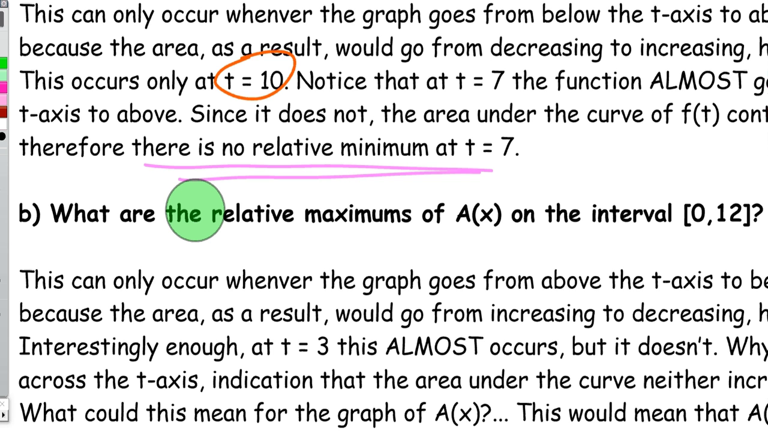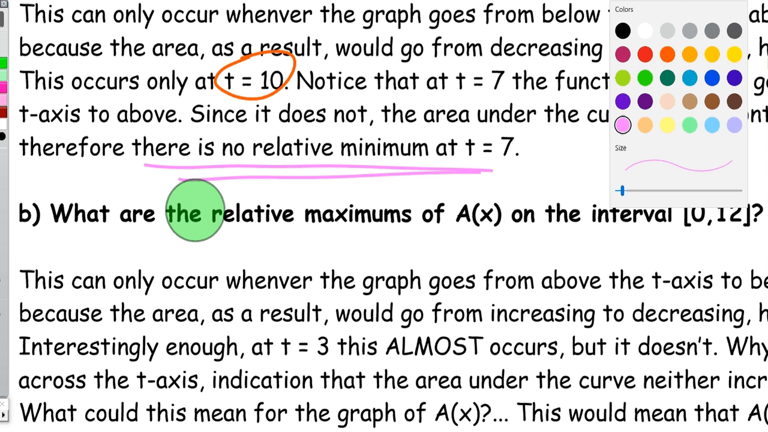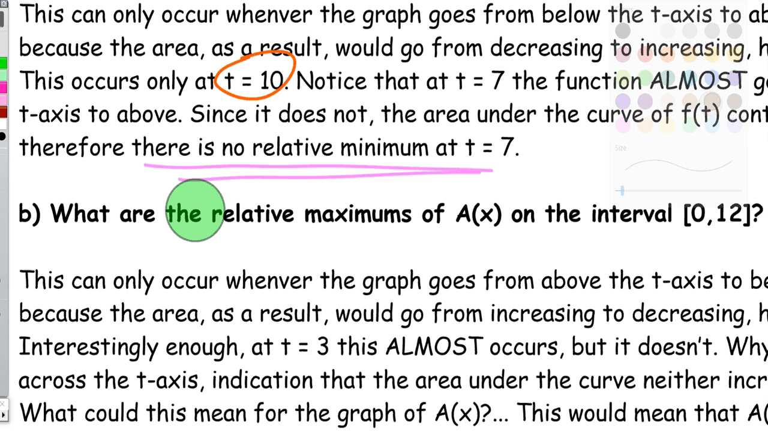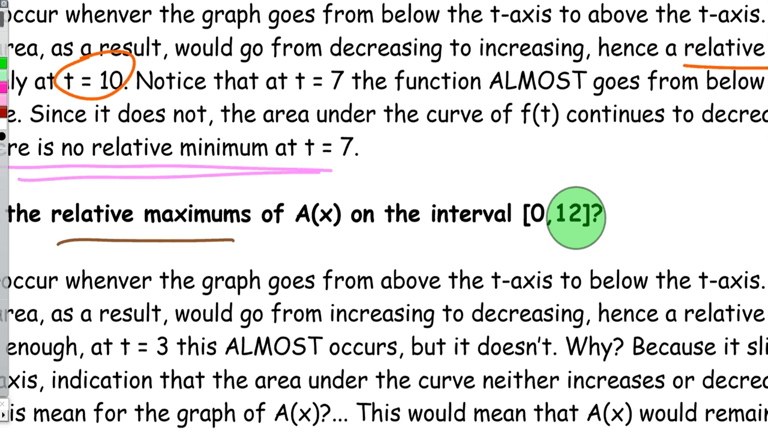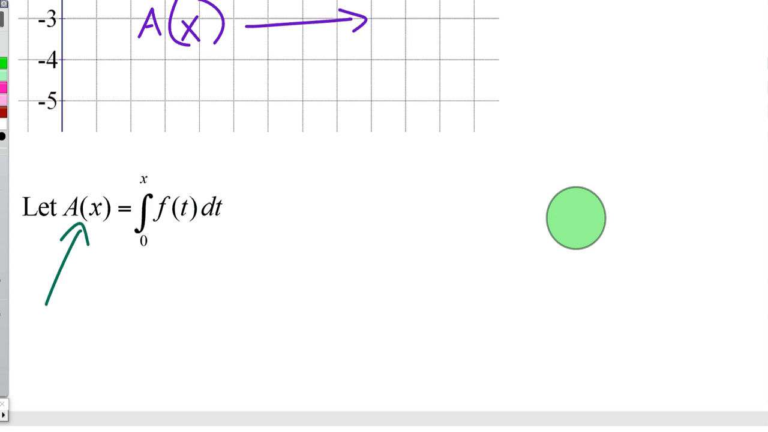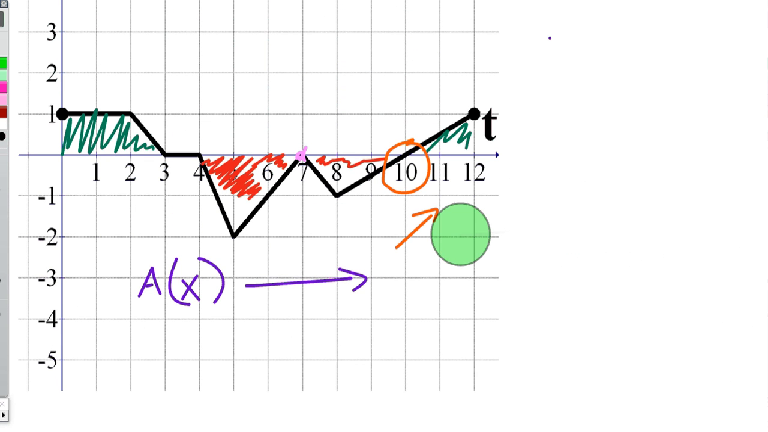We're going to ask what the relative maximums are. In this case, I'll use the color brown for relative max. What are the relative maximums of A of x on the interval 0 to 12? Well, similarly to relative minimums, the relative max is going to occur whenever the area goes from increasing to decreasing.